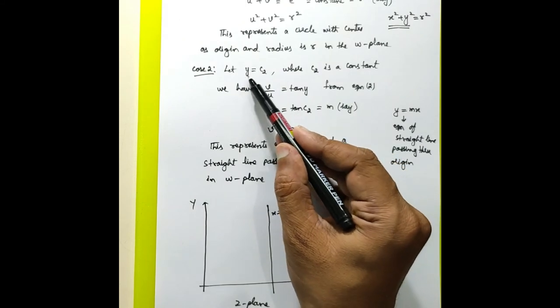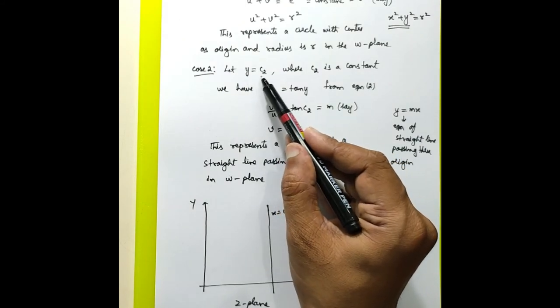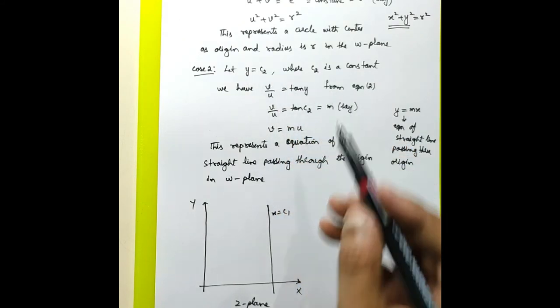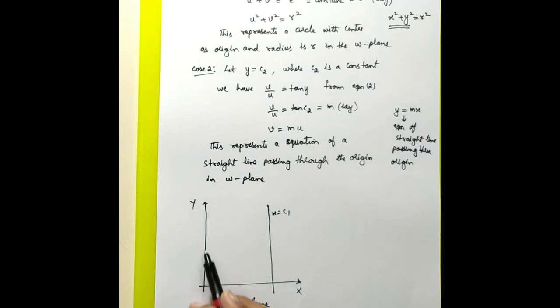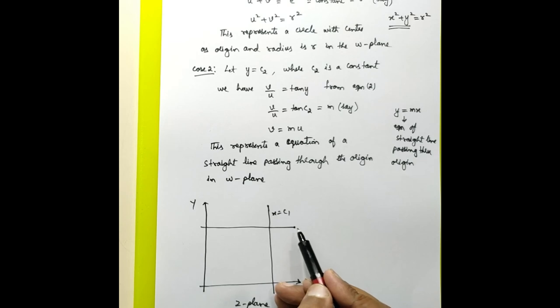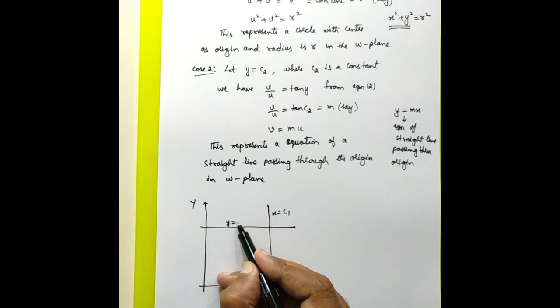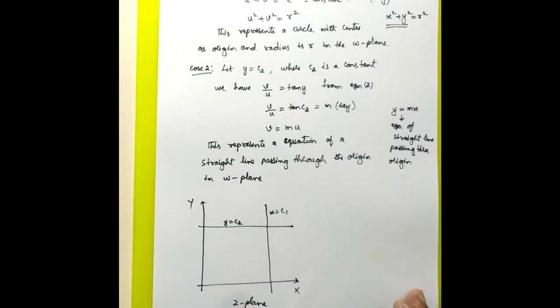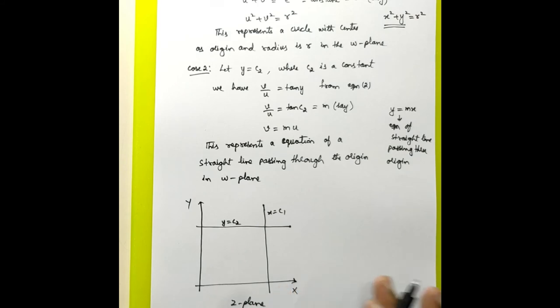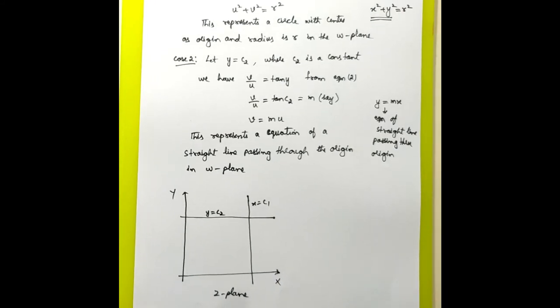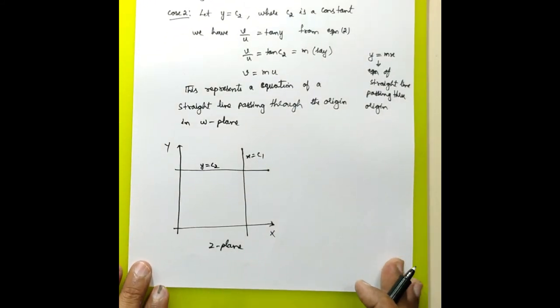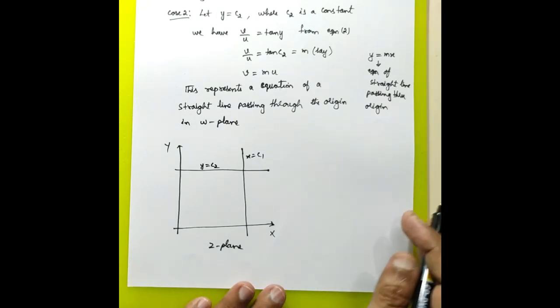Similarly, case number 2, Y is equal to C2, represents a straight line. If I take this point on the Y axis as C2, this will be your line Y is equal to C2. So Y is equal to C2 represents another line. So you have two straight lines. Now these have to be mapped into the W plane.